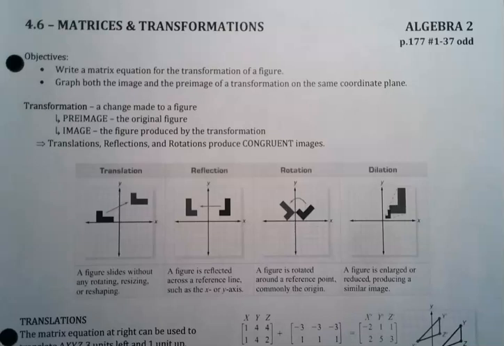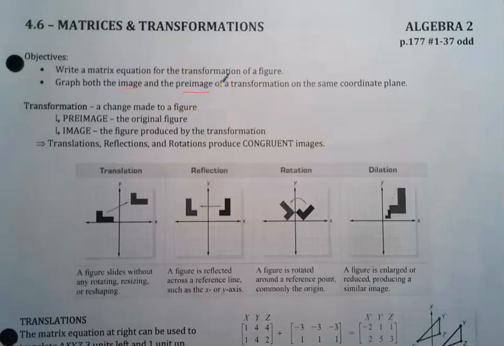All right, 4.6 is matrices and transformations. I promise today is going to be easier than the past two lessons. Okay, so we're going to start off with our objectives. We're going to write a matrix equation for the transformation of a figure, and we're going to graph both the image and the pre-image of a transformation on the same coordinate plane as we're going through here.